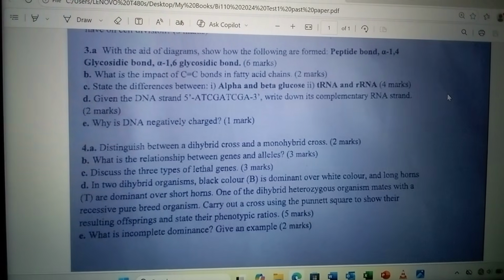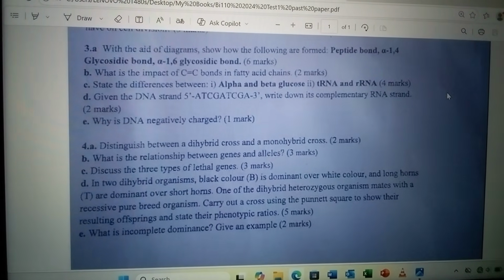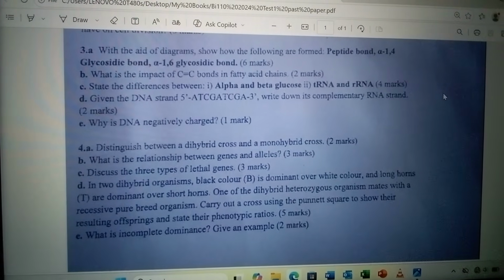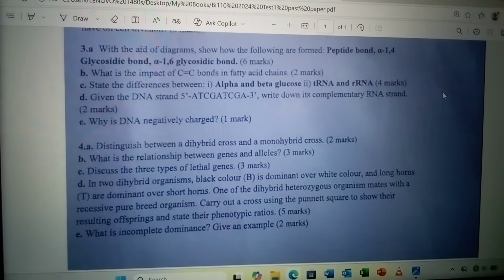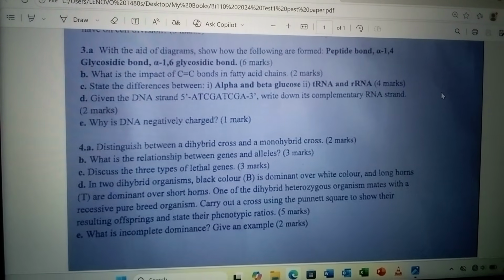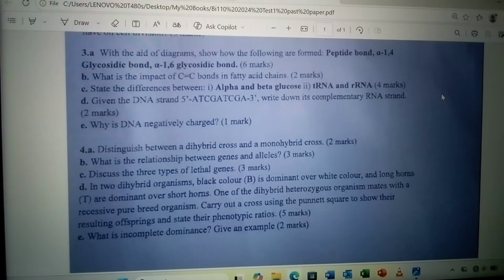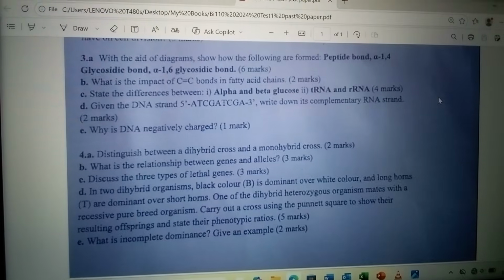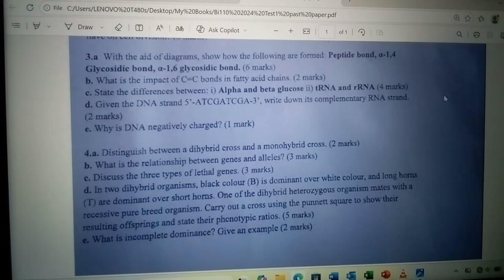They are saying write with the aid of diagram, show how the following are formed: peptide bond, alpha 1,4 glycosidic and alpha 1,6 glycosidic bond. So we start. So for peptide bond, that is just the bond that is found in what? Proteins.